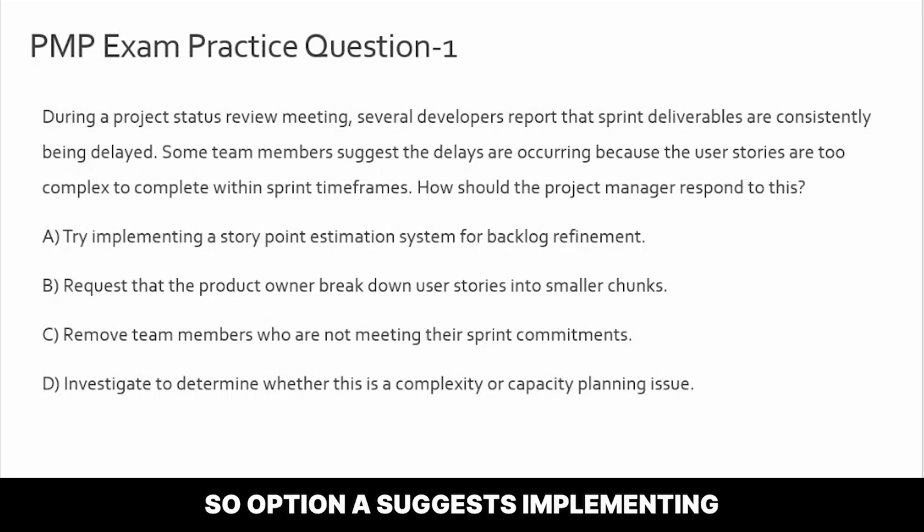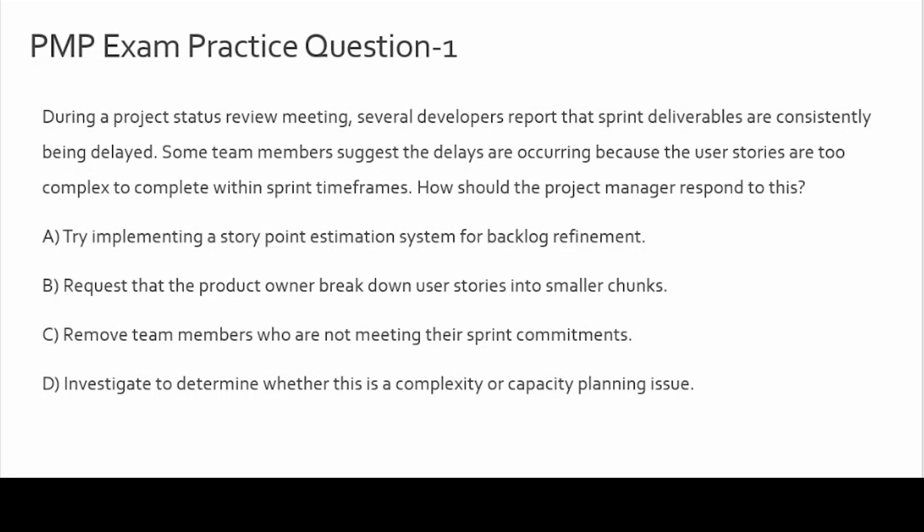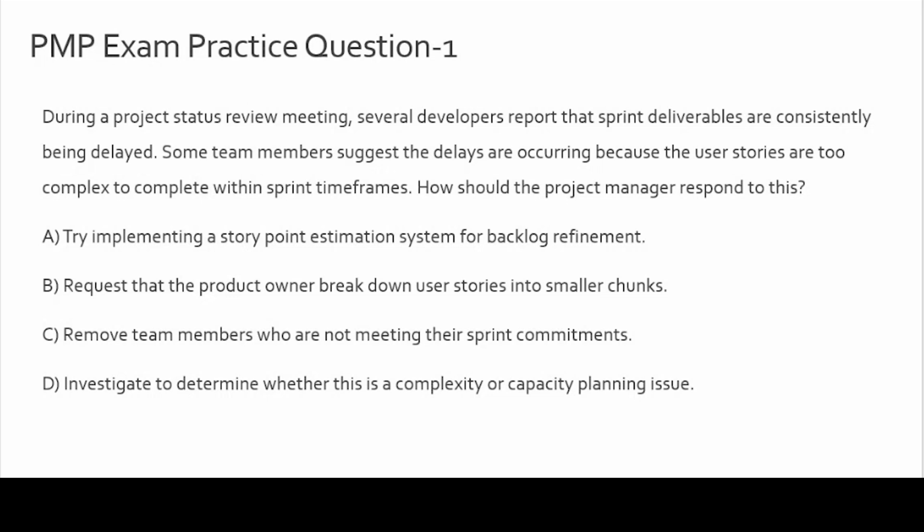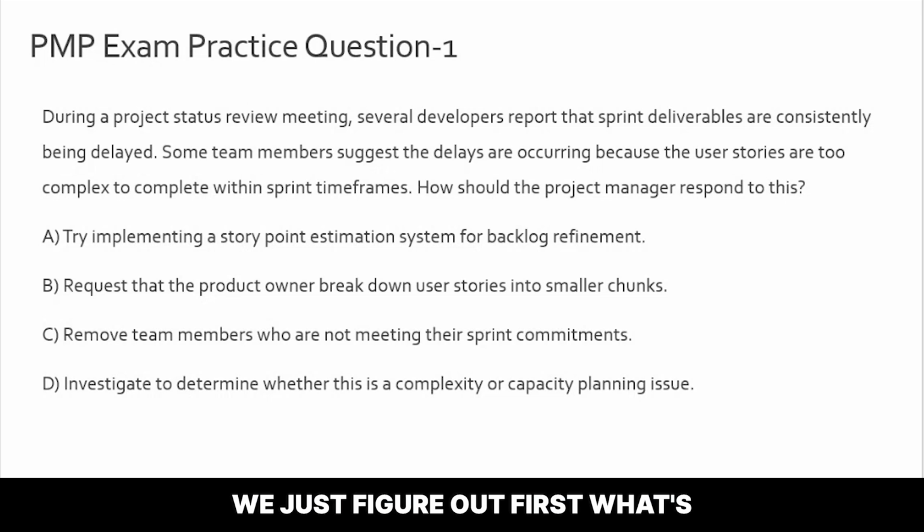Option A suggests implementing a story point estimation system for backlog refinement. Now, while story points are fantastic tools, and I'm sure many of you use them as part of your day-to-day agile projects, jumping straight onto this solution is like buying a new car because your current one made a strange noise, as simple as that, right? Shouldn't we first figure out what's causing the noise in your car? Maybe your team already has a good estimation system, and the problem lies elsewhere. That is the reason why option A is incorrect.